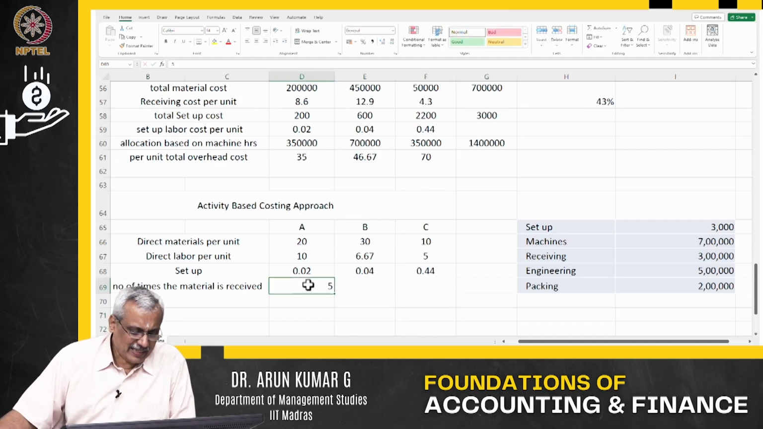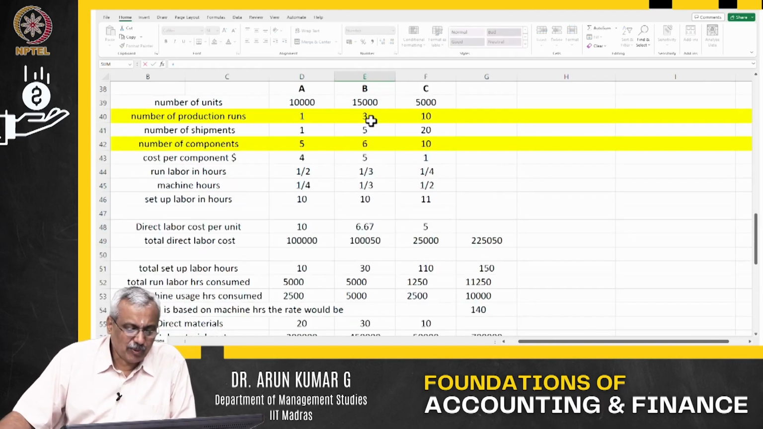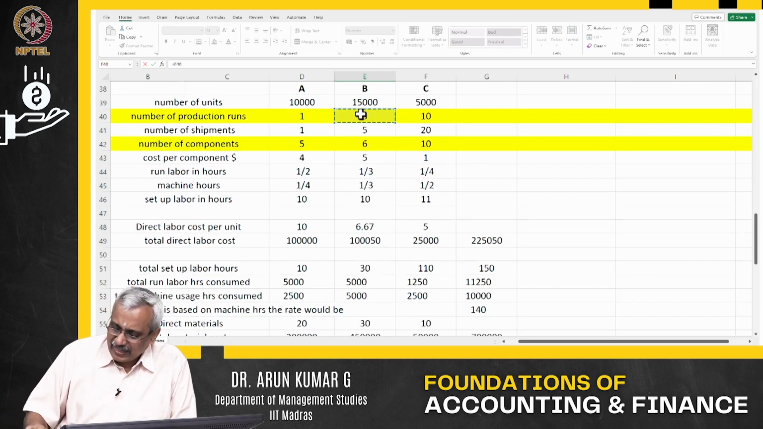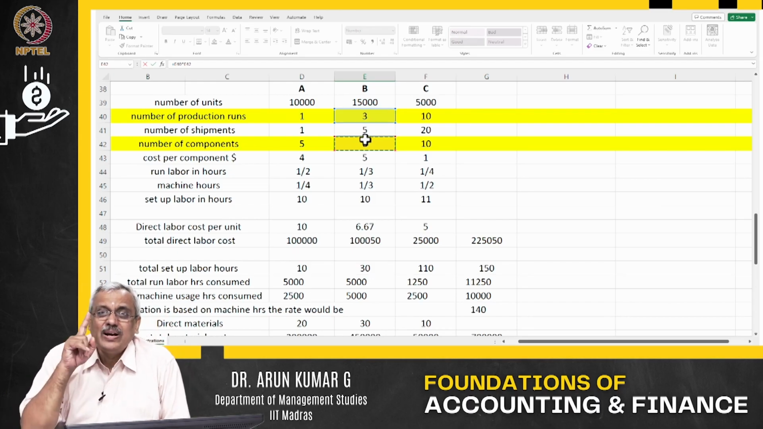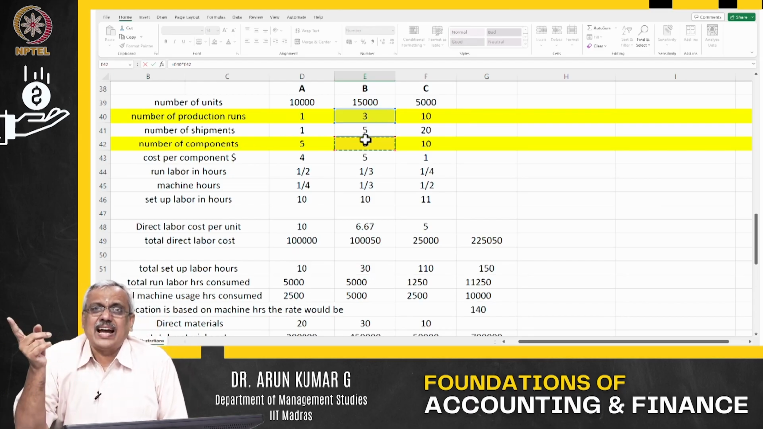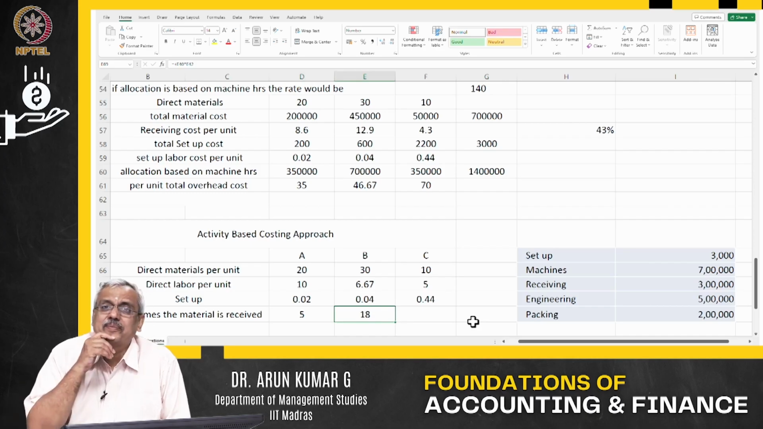Whereas for product B, there are about 3 production runs, so 3 times I will receive. And each time I will receive 6 components. So 6 components, 3 times, means I will be receiving the materials 18 times.